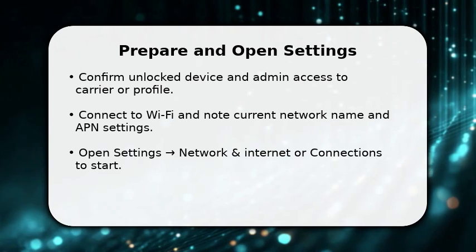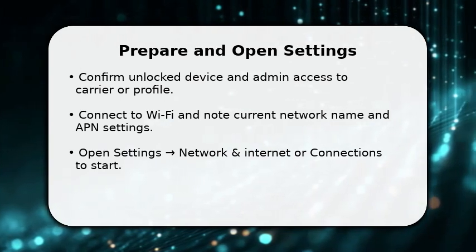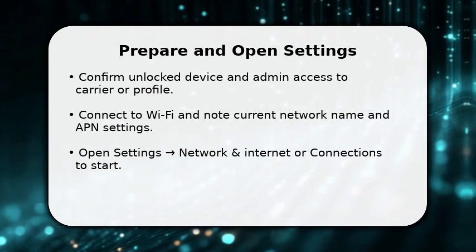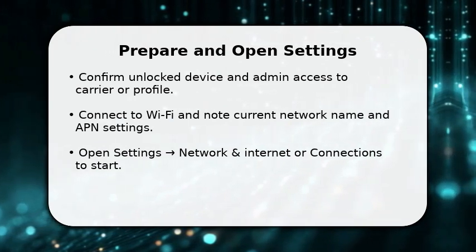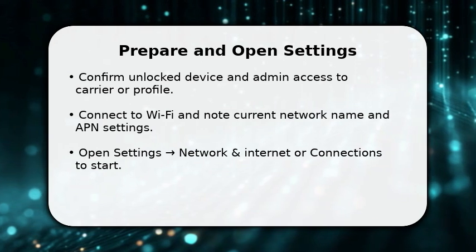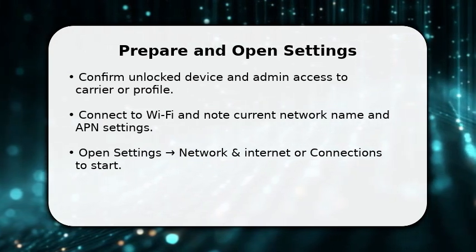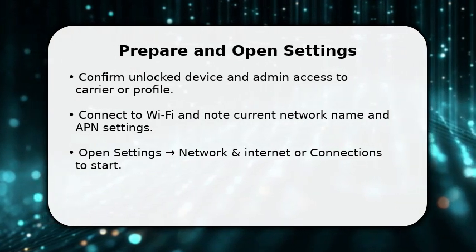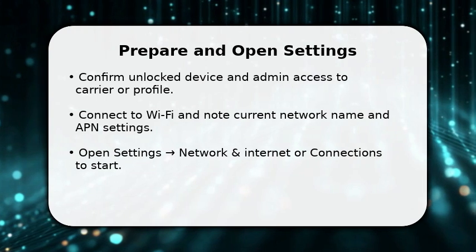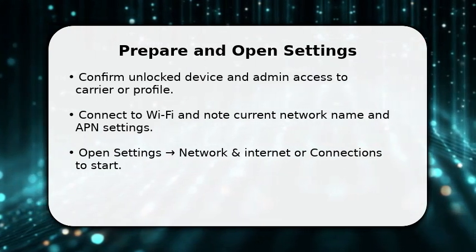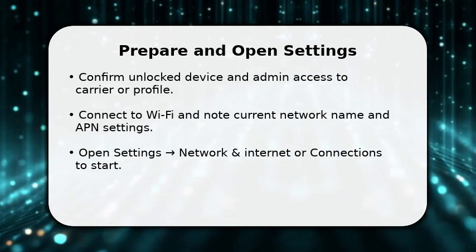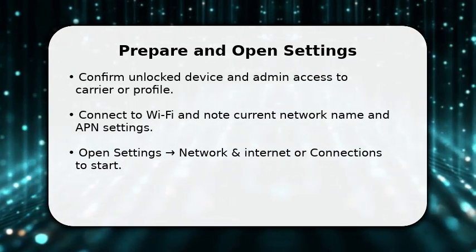You have what you need. Start now. First, make sure you're signed in with device admin privileges and connected to Wi-Fi so changes save. Once done, open Settings and go to Network or Connections. This is where carrier and SIM options live. Tap Mobile Network or SIM settings, then select the SIM you want to rename. That first selection unlocks the editable label field. You're now in the right place to change the visible mobile network name.